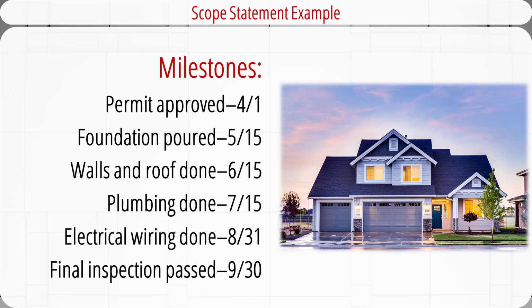The project team should receive the approved permit to build the house by April 1st. The concrete foundation should be done by May 15th. The walls and roof should be mounted by June 15th. The plumbing job should be done by July 15th. The electric wiring should be done by August 31st. The final cleaning and project inspection should be passed by September 30th.